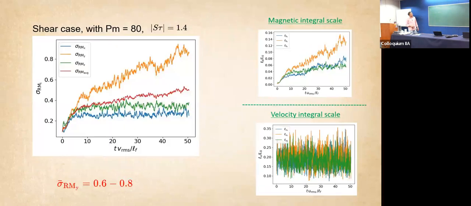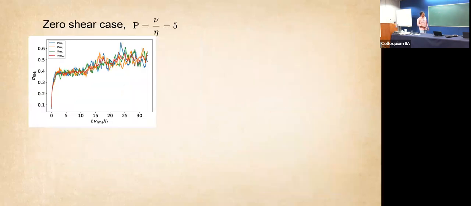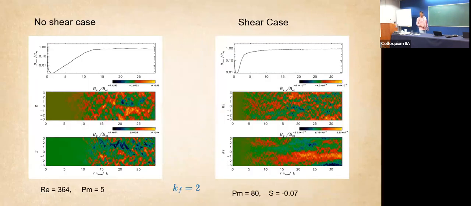The next case, what kind of dynamo? This is also a small scale dynamo, because again you can see that the integral scales of the velocity fields are larger compared to the magnetic integral scales. We wanted it to be, because we are forcing the simulation at half of the box size. So there is no space for the large scale magnetic field to go.